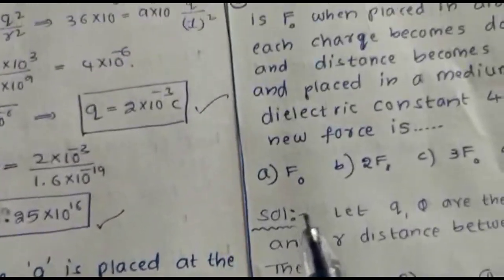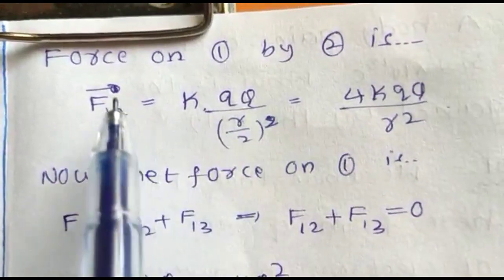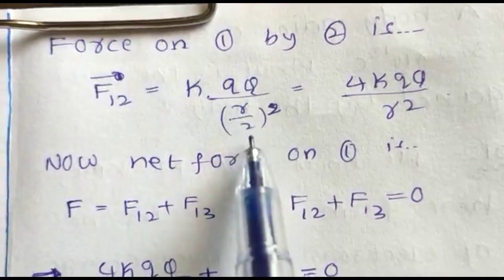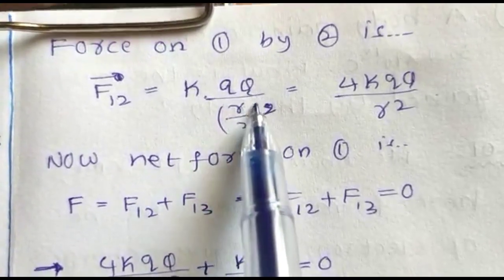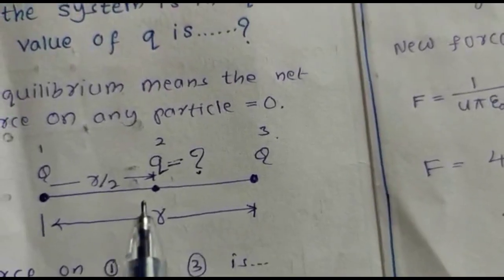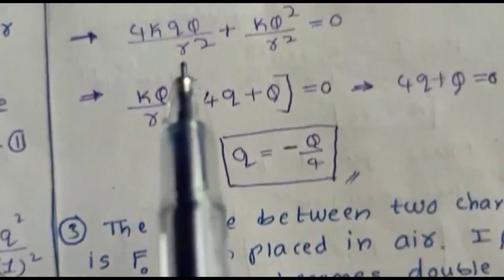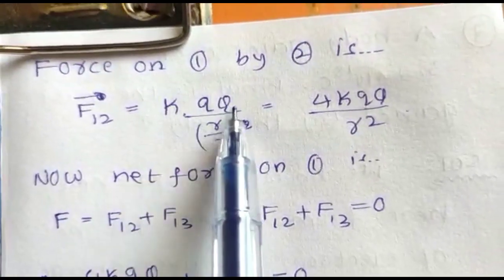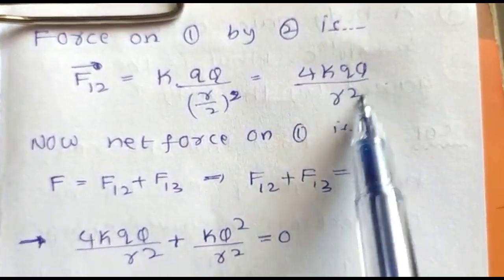Now the force on the first charge by the second charge, F12, is equal to K Q q by (R by 2) whole square. Here this is the second charge and this is the first charge, so the distance between them is R by 2. Once again, see the diagram: the distance between Q and q is R by 2. Therefore you will get K Q q by R square by 4. This 4 goes upside, and it becomes 4 K Q q by R square.